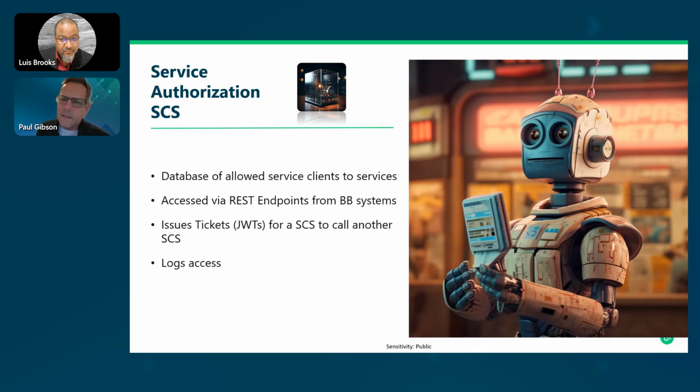So one of the SCSs that's involved in the SkyAPI ecosystem is something called the Service Authorization Service, or SAS. This service is a database of what services and clients are allowed to talk to other services. So I just described how we have lots of microservices. We want to make sure that there is very strict order to what service is allowed to call another service.